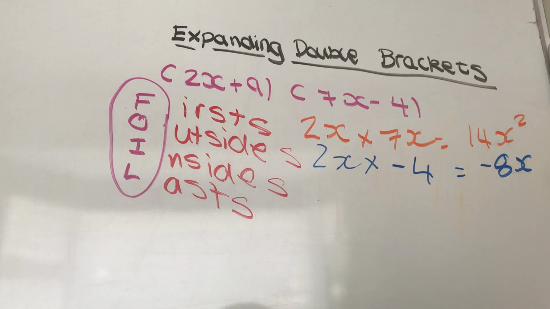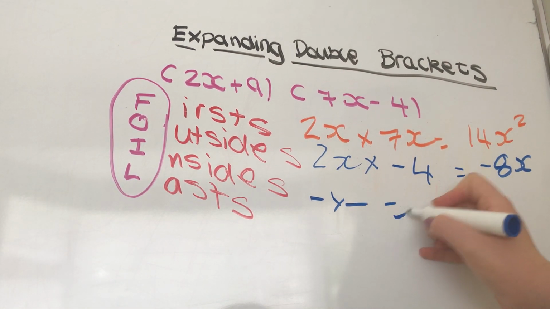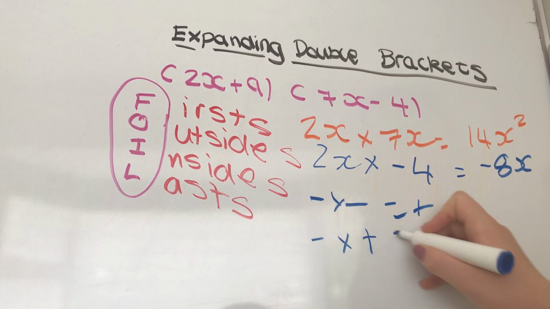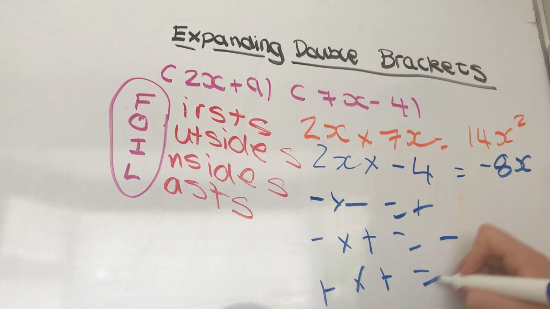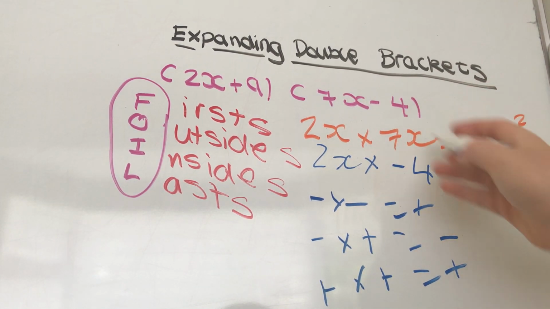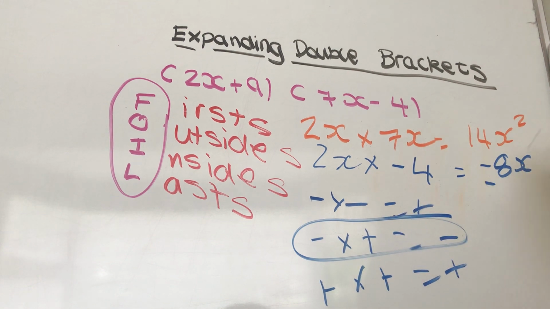How do I know this? Well, it's just a key thing to remember. A negative times a negative is a positive. A negative times a positive is a negative, and a positive times a positive is a positive. So what we have there is a negative times a positive, resulting in our answer being a negative.